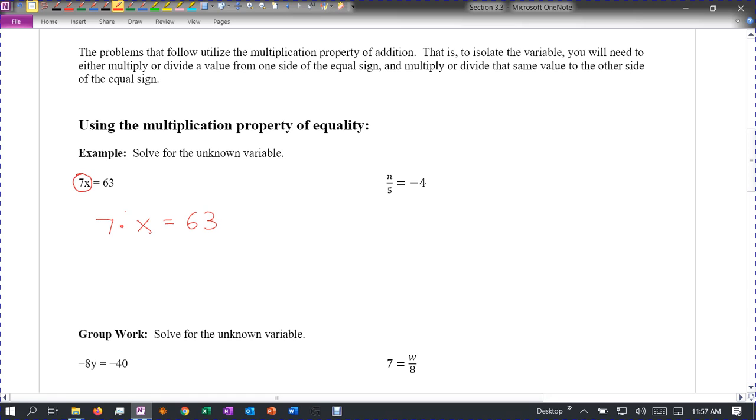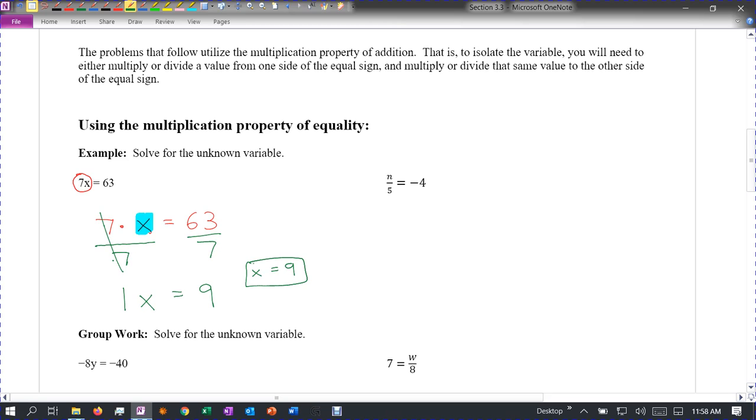So because this is multiplication, the only way to get that x by itself is to actually get rid of this factor of 7. So what I'm going to have to do is divide both sides of this equation by 7. And 7 is not 0, so I'm not worried about division by 0. 7 divided by 7 is 1. So those cancel out, giving me a 1 times x, which is just x. And on the right hand side, 63 divided by 7 is 9. So we get x is equal to 9, and that's our solution.